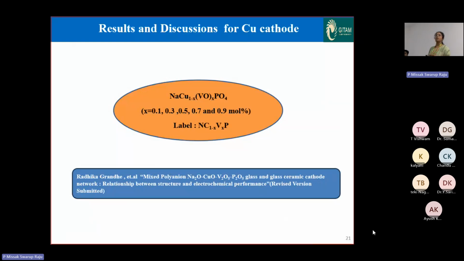Here the combination is sodium, copper, vanadium phosphate, where the vanadium is doped with copper. There are 5 mole percentages: 0.1, 0.3, 0.5, 0.7 and 0.9 mole percent. Here, just the revised version is submitted.